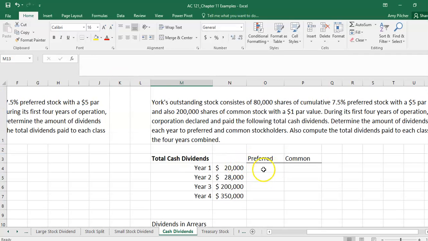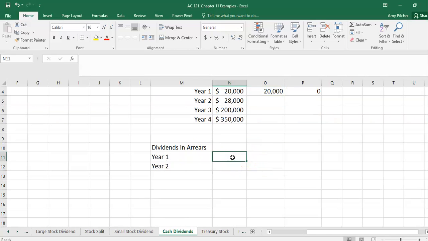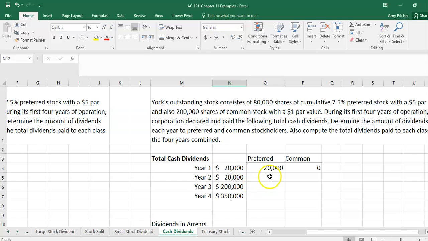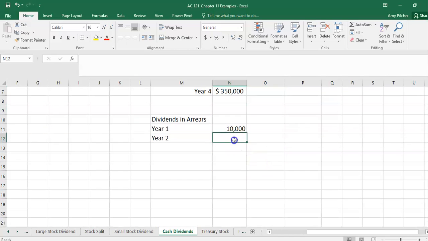So in year one, when we pay $20,000, the preferred shareholders get all $20,000, common shareholders don't get anything, and we still have that other $10,000 to get up to their $30,000. So now we have dividends in arrears for year one of $10,000. In year two, when we pay $28,000, preferred shareholders get all $28,000, common shareholders get nothing, and we have $2,000 left until they get $30,000.